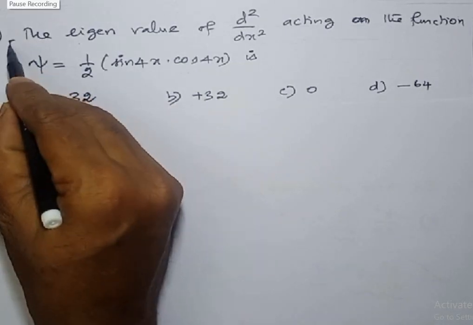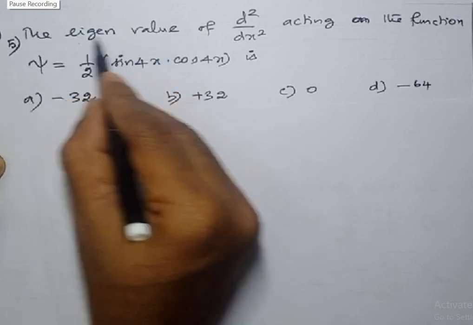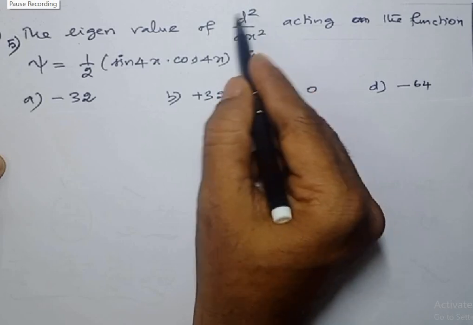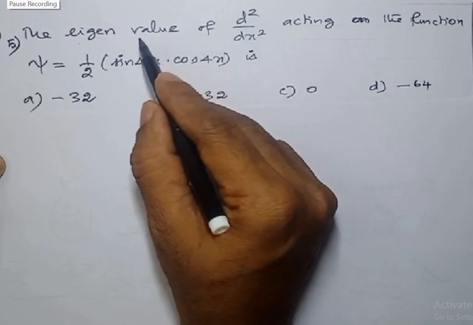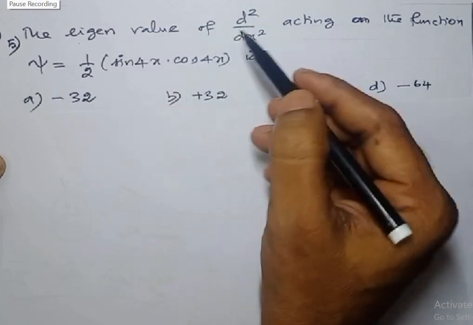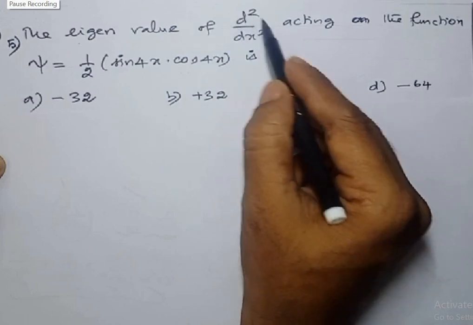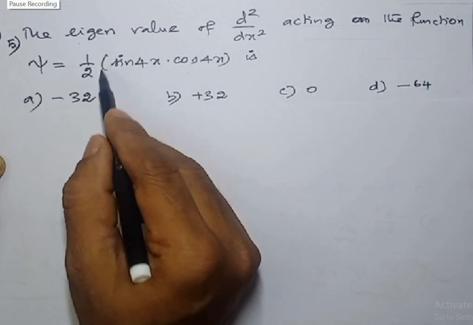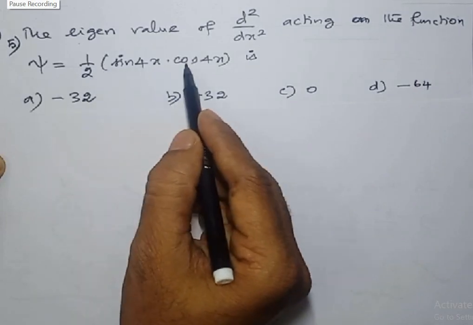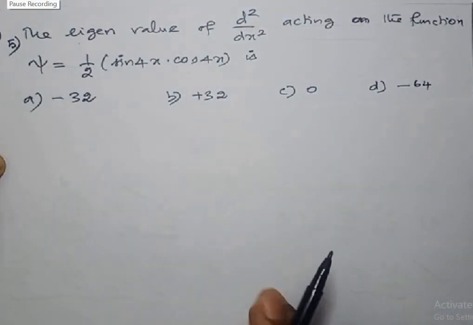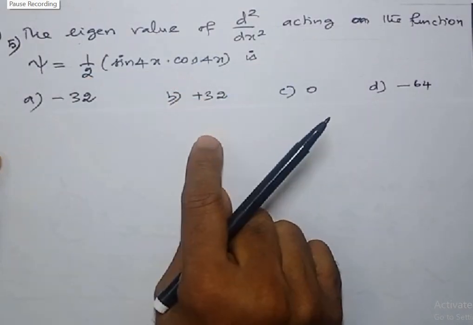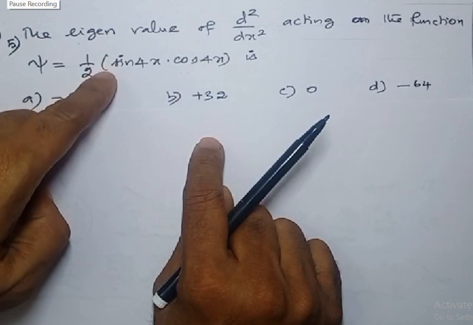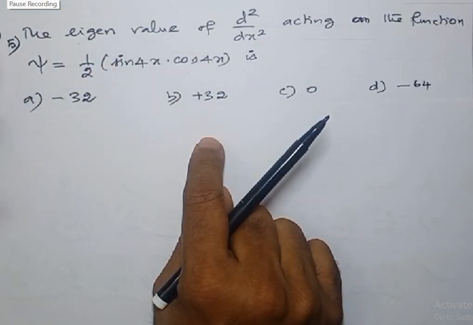The eigenvalue of d square by dx square. Some operator is given; for this operator, we need to find out the eigenvalue. The eigenvalue of this operator acting on the function psi, which is equal to 1 by 2 into sin 4x into cos 4x. So some function is given. Now we need to find out what is the eigenvalue of this operator acting on this function.